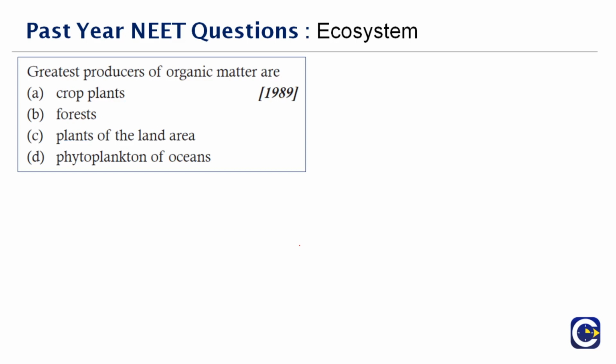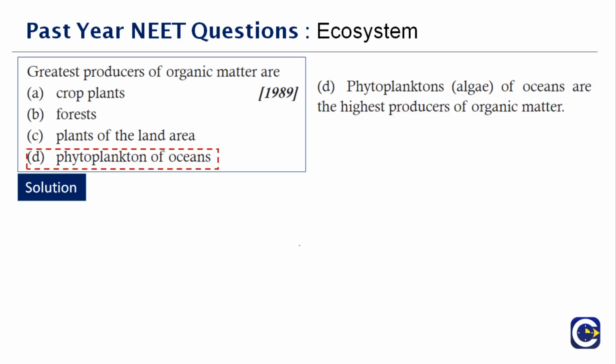Greatest producers of organic matter are dash. Okay, you have 4 options here. Analyze. Crop plants, forest plants of the land area, phytoplanktons of the oceans. I think by now you'd have guessed the answer. Yes, it is phytoplankton of the oceans. Just now we saw about the major contribution for carbon dioxide fixation and so on. So greatest producers of organic matter are phytoplankton of the oceans.